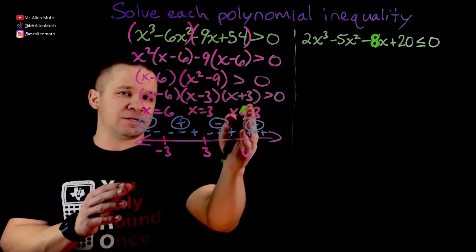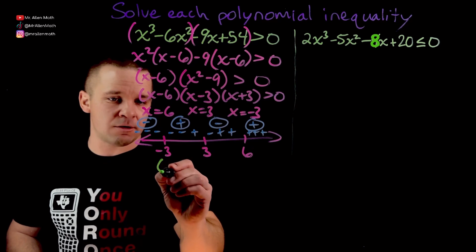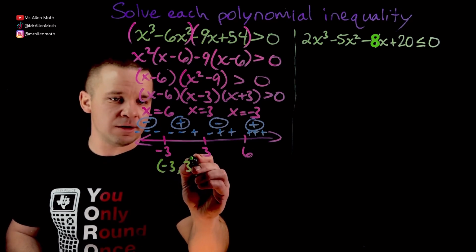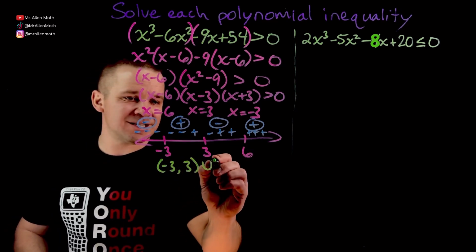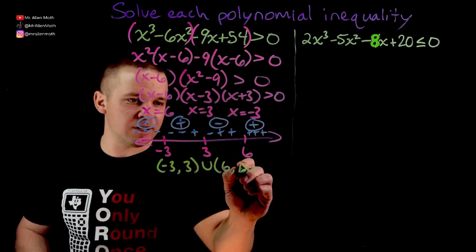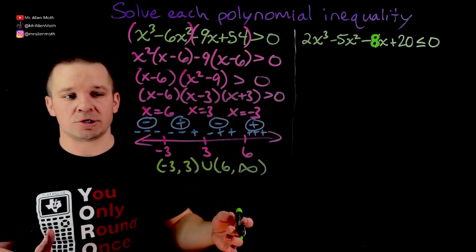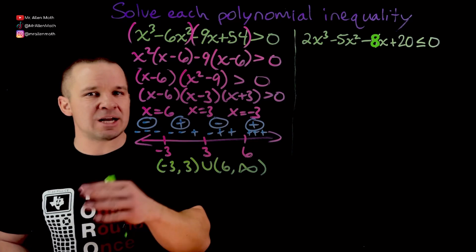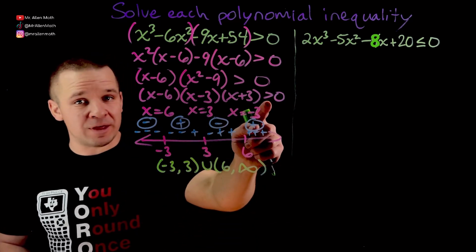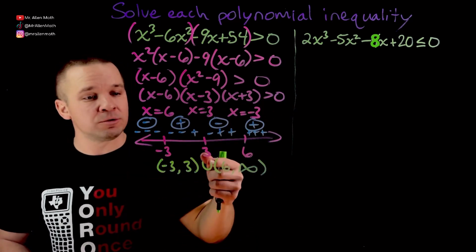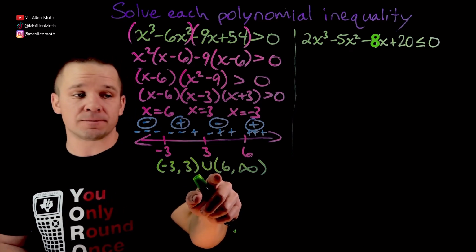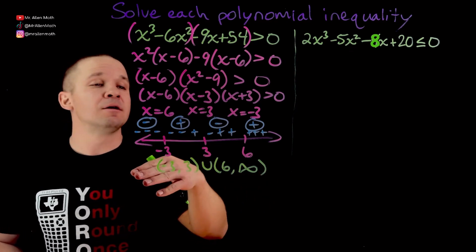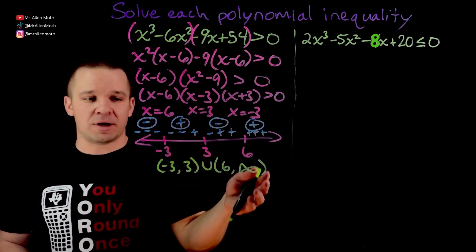So when is it positive? It's between negative 3 and 3, so negative 3 to 3, and then from 6 to infinity. Okay, so that's interval notation. Why did I choose parentheses and not brackets? Well, it's because it's greater than 0, not equal to. If it was equal to, all three of these would be brackets. This guy would still be a parenthesis. Infinity is always with a parenthesis, okay?